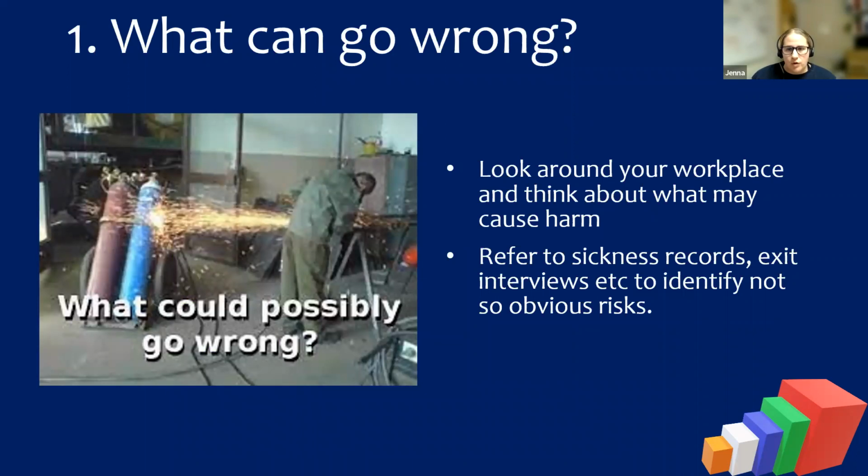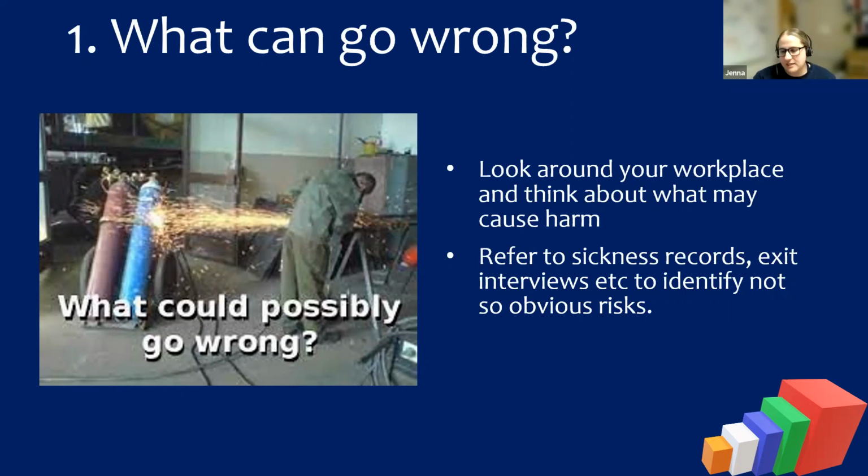So what can go wrong? This is step 1. You can see here that somebody's cutting a piece of metal, and there are some cylinder tanks here, and actually there's a chance that these could explode. But this is something that is really obvious. And I think that's the difference between a basic risk assessment and taking this a step further: it's not actually about the things that you can see.